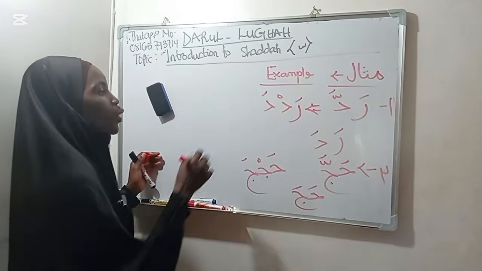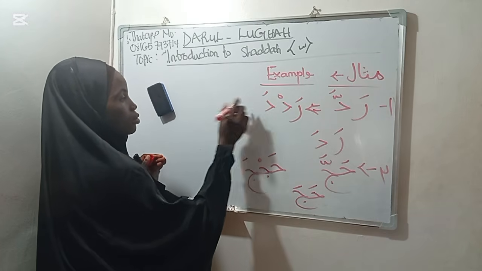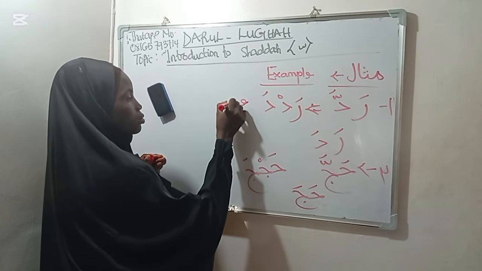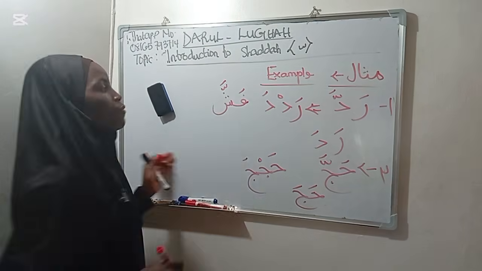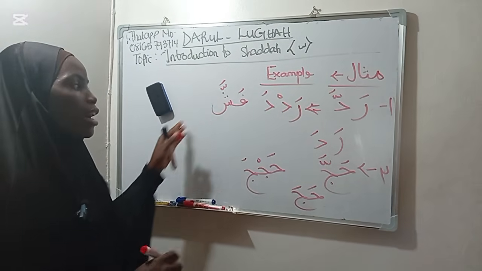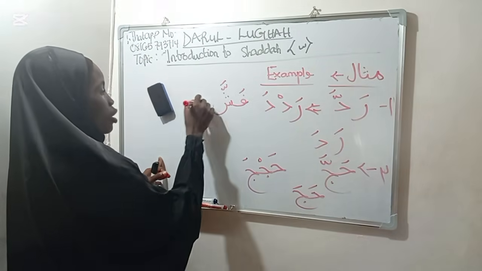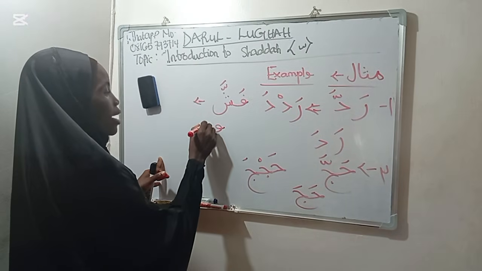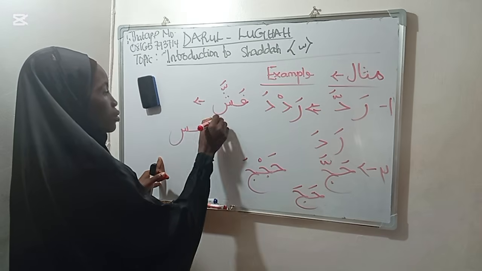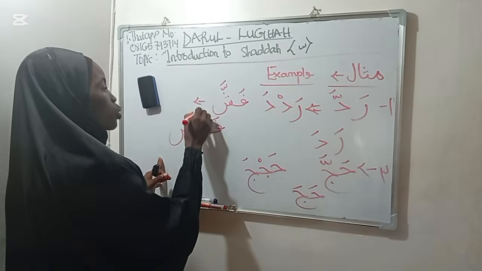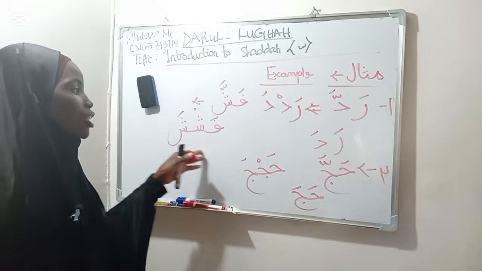Now the last example, we have fa fatha fa, shin shadda fatha sha. So now I want to split this word here. I'll be having fa fatha fa, then this shin will be two. Fa fatha fa, shin sukun fash, then shin fatha sha, fashsha.